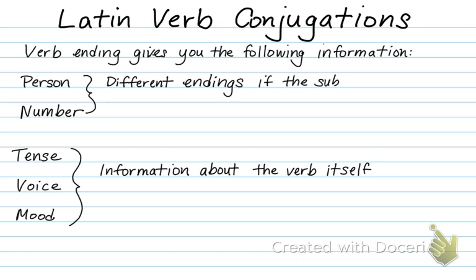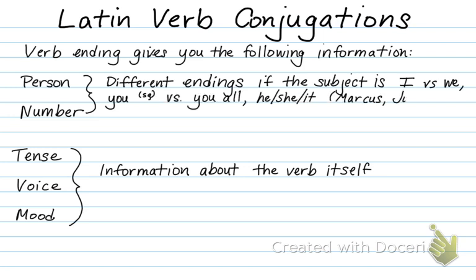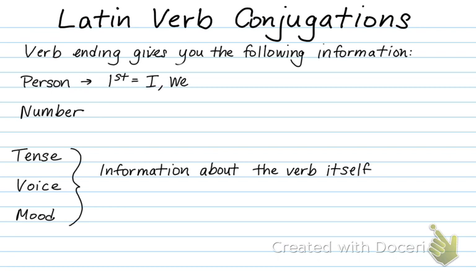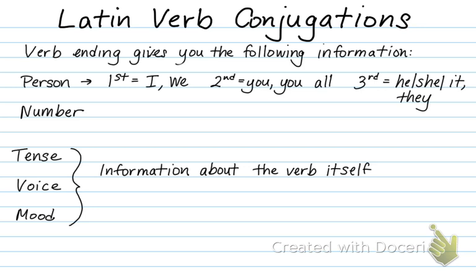In person, different endings of the verb tell you if the subject is I, or we, or you all, or he, she, it. And again, you can give specific nouns instead of those pronouns he, she, it. Specific nouns might be Marcus, or Julia, or cat, or global warming. Specific nouns for they could be the students or the ideas. So anything that is I or we is called first person. If it's you, whether it's just one you or many yous, you all, it's second person. He, she, or it is called third person, also they.